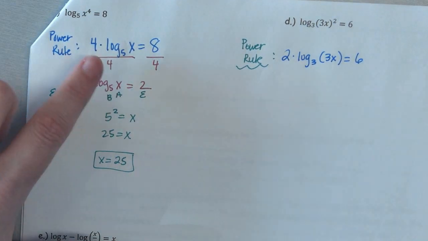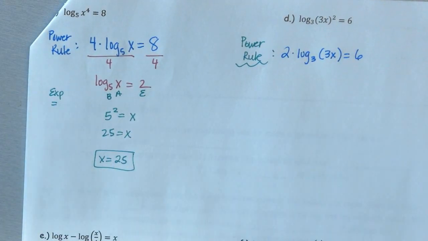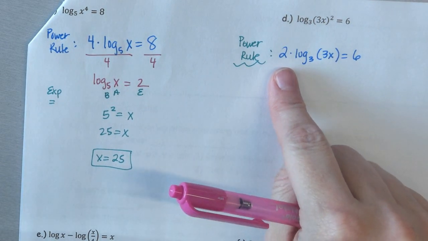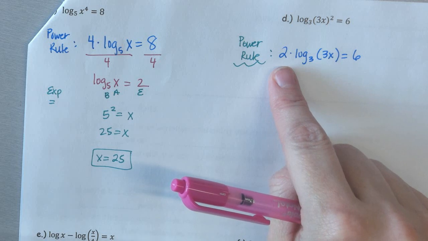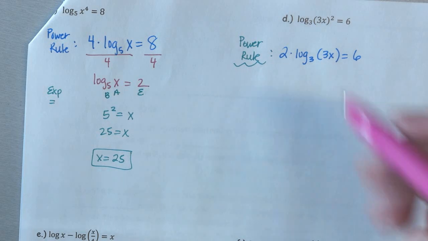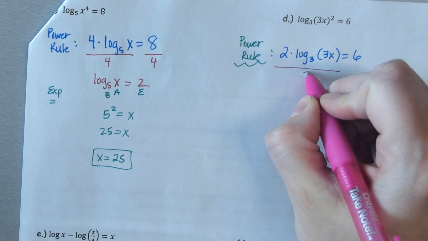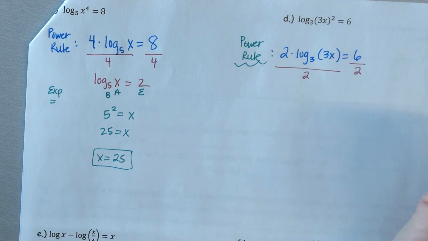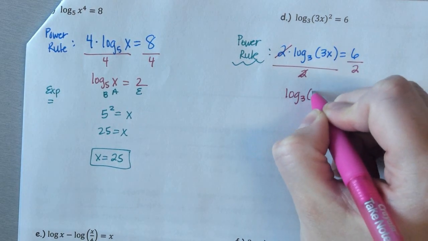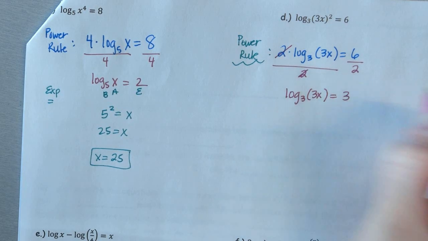Okay, now based on what we did here, could you guys tell me what my next step is? Awesome. This is the place where people get to on a quiz and sometimes they forget that they have to move that over. So remember, the goal is first get the log by itself, then get x by itself. So this is in front of the log, which is why I have to move it over. So division will undo that. Log base 3 of 3x equals 3.